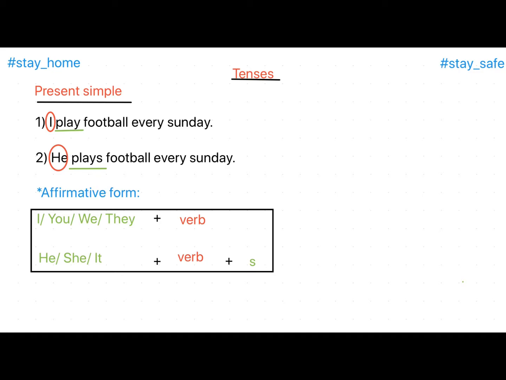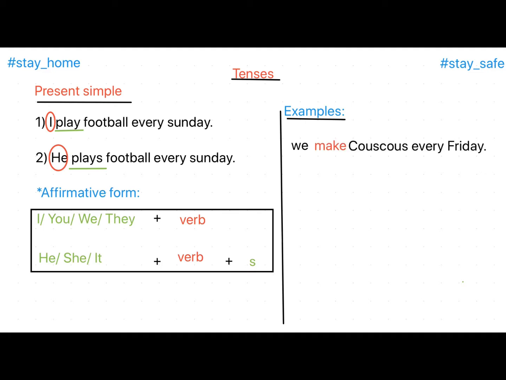Let's now see some examples. Example: we make couscous every Friday. So here the verb is make.